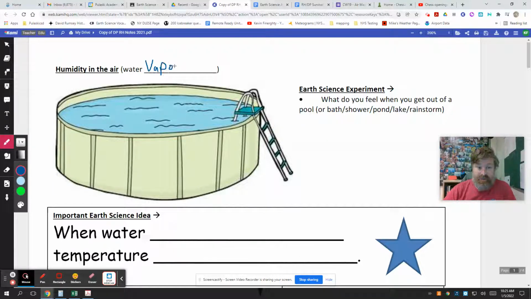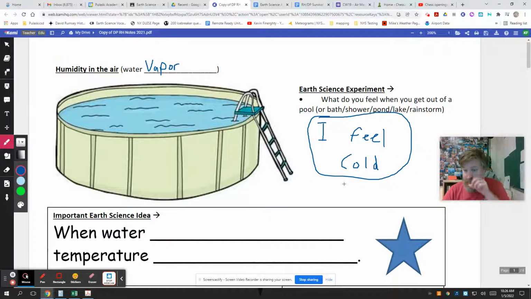So here's an Earth Science experiment that everybody has done. If you've gotten out of a pool, a bath, a shower, a pond, a river, a lake, a stream, whatever, a rainstorm, if your skin is wet and you feel that water start to evaporate off, what's the physical sensation that you feel? Think about it. Or go to the sink, put some water in your hand, shake it around a little bit so it evaporates. What's it feel like? I feel cold.